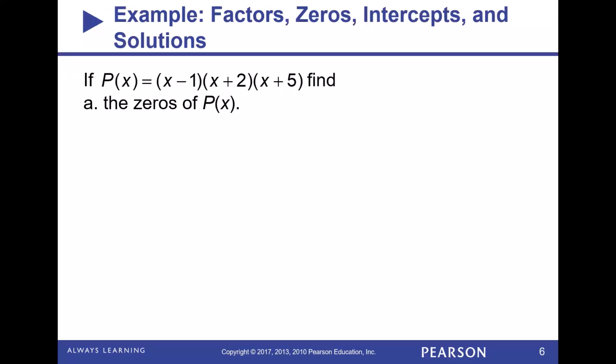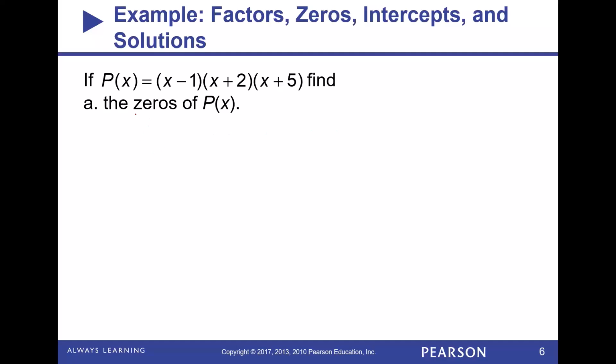So let's try this again. What if I give you p of x is equal to x minus 1 times x plus 2 times x plus 5, and I ask you to find the zeros of the polynomial? Now notice I didn't say the word function this time, but I said polynomial. Again, it's the same process.